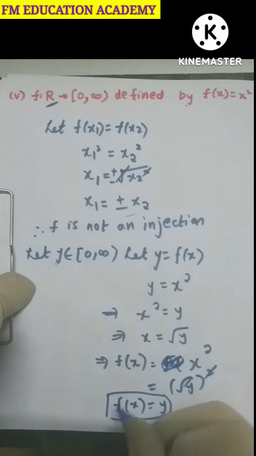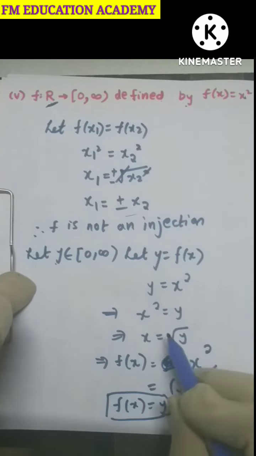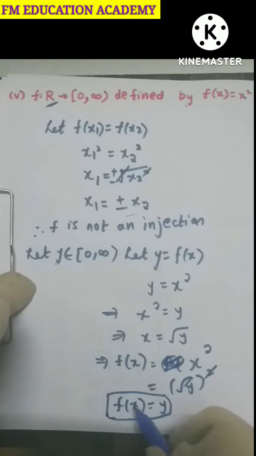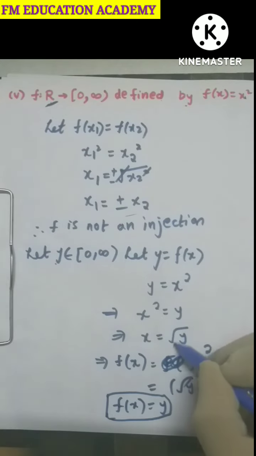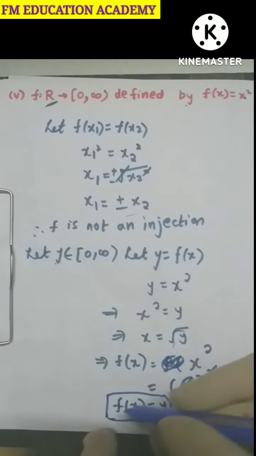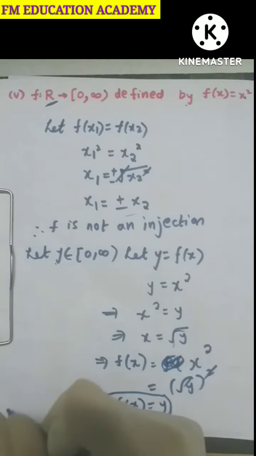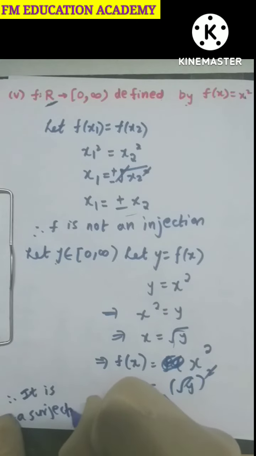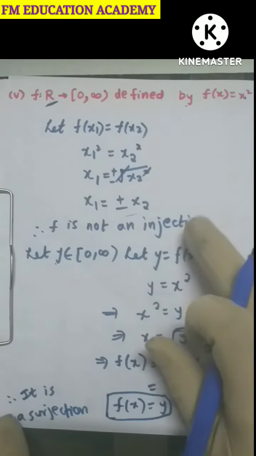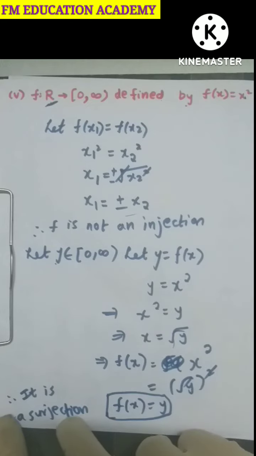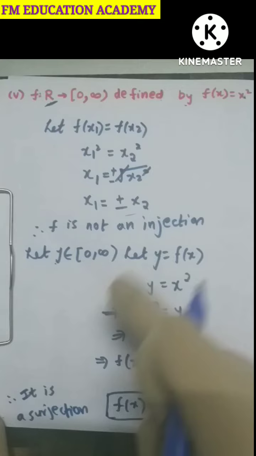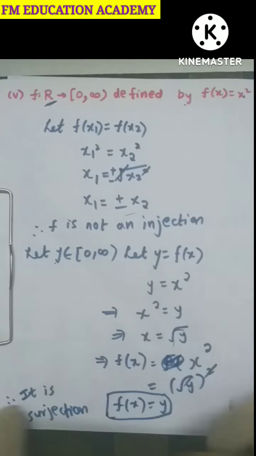I had assumed let y is equal to f of x, and also I got the value of x, and now I got f of x is equal to y, and it is positive. So I can say that since I got f of x equal to y, it is a surjection. But will it be a bijection? No, since we got that it is not an injection but it is a surjection, so it will not be a bijection. Why will it not be a bijection? It is not an injection but it is a surjection, so it is not a bijection.